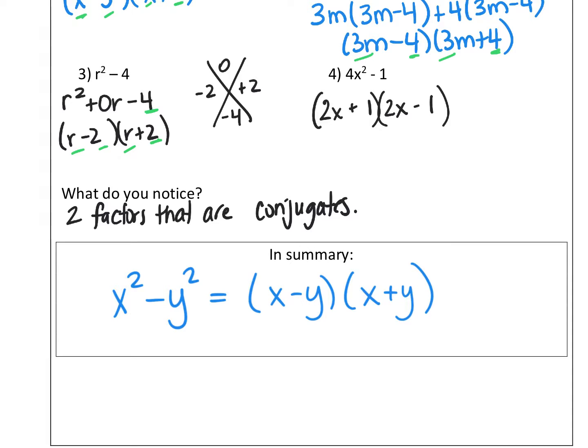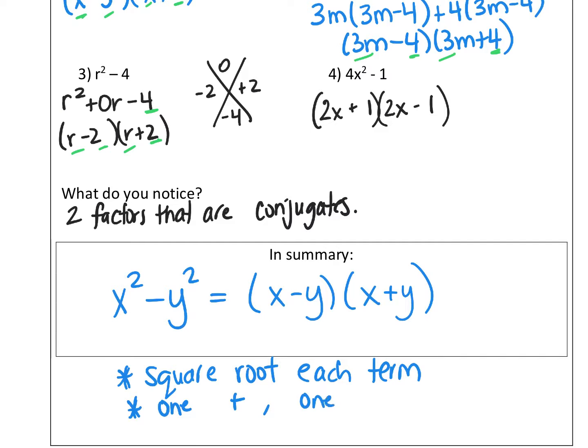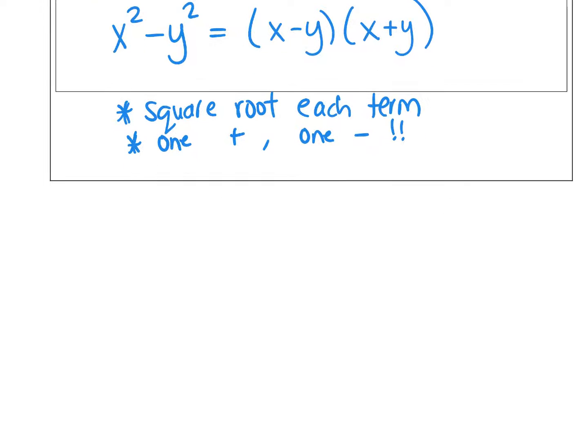So square root each term, one positive, one negative. You can always go back and put a 0 in and do it the long way, but if you recognize them, you can do this the short way. So you go ahead and practice. There are some practice questions for you to do on the next page.